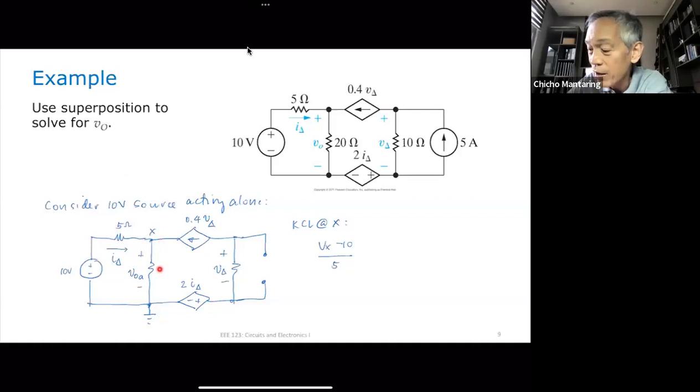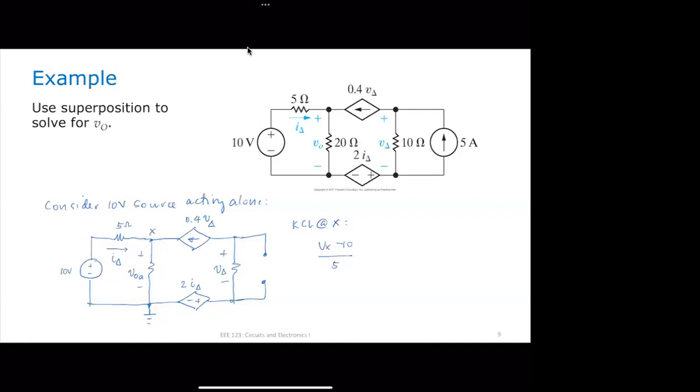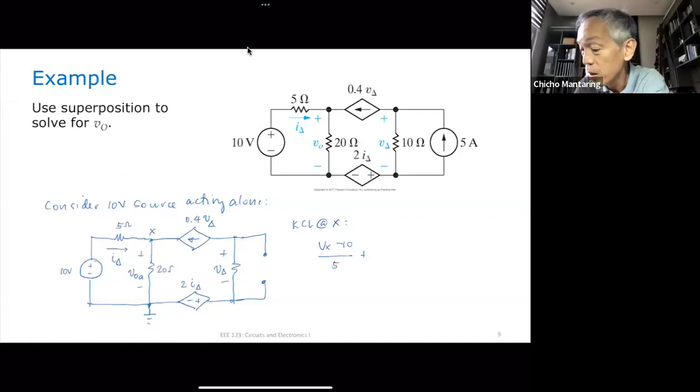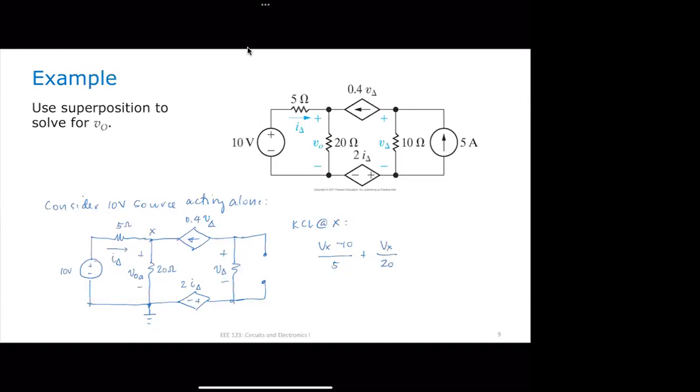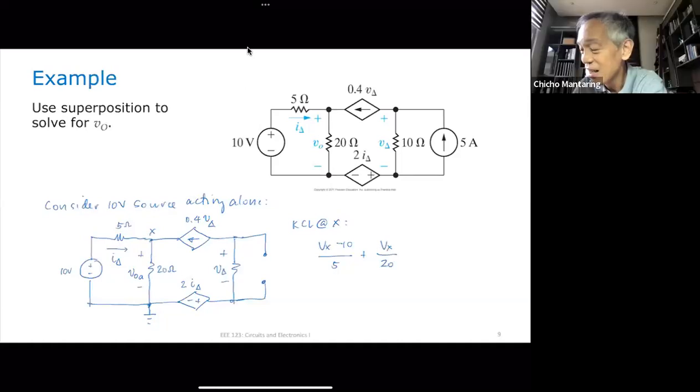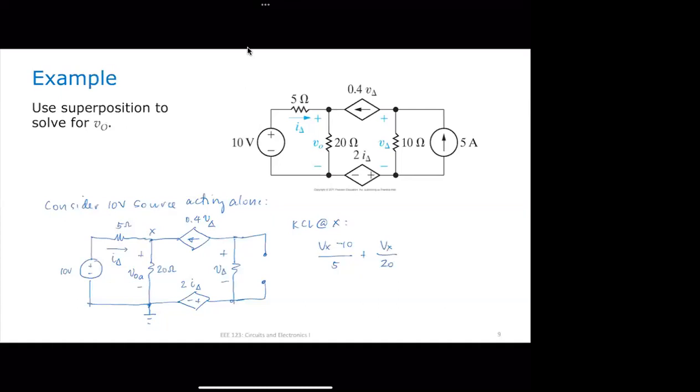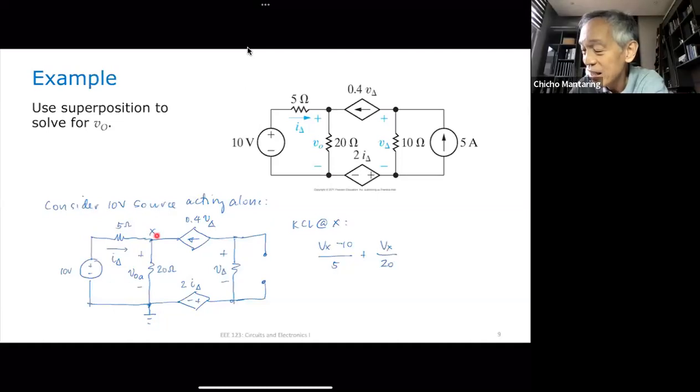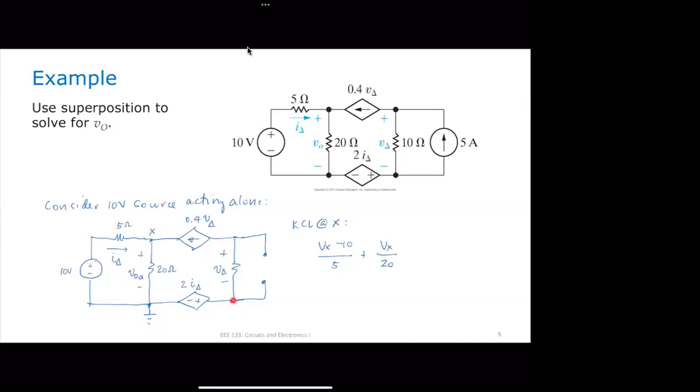What about the current flowing down here? V's of X over 20. Yeah, this is 20, no? And then what about the current here? V's, I current, sir. Yeah, so, sir, V's of X minus 2I delta over 10 ohms.